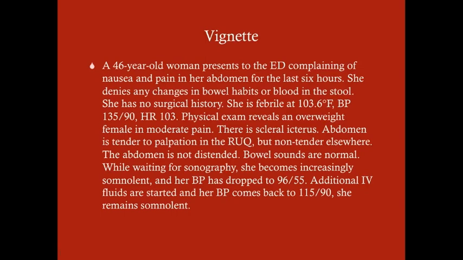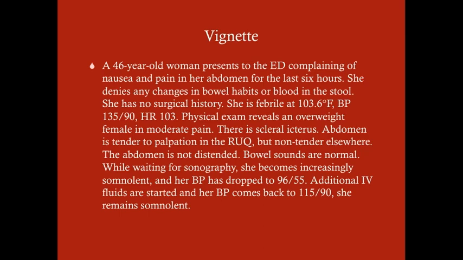Okay, another vignette. A 46-year-old woman presents to the ED complaining of nausea and pain in the abdomen for the last 6 hours. She denies any change in her bowel habits or blood in the stool. No surgical history. Febrile at 103.6. Blood pressure 135/90. Heart rate 103. Physical exam reveals an overweight female in moderate pain. There's scleral icterus. Abdomen is tender to palpation in the right upper quadrant, but non-tender elsewhere. The abdomen is non-distended.